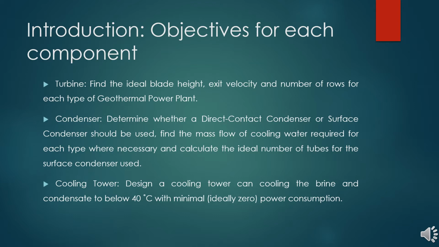The objectives for the condenser are to determine whether a direct contact condenser or surface condenser should be used, to find the mass flow rate of cooling water required for each type, and when necessary determine the ideal number of tubes for the surface condenser used. The objective for the cooling tower is to design a cooling tower that can cool the brine and condensate to below 40 degrees Celsius with minimal or zero power consumption.